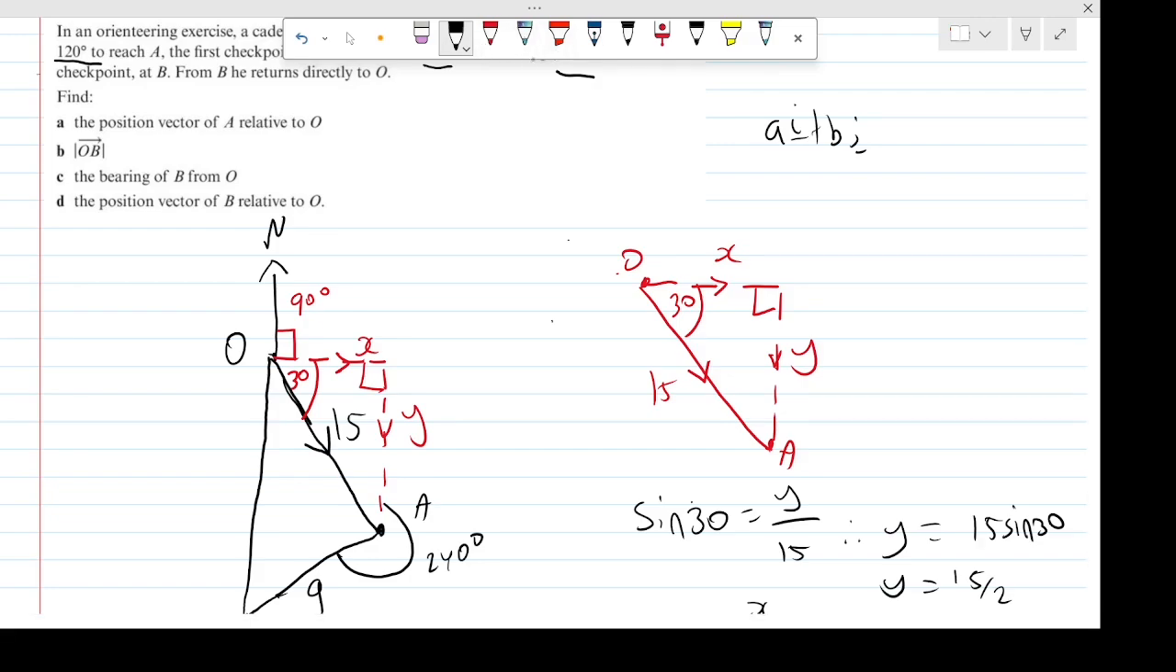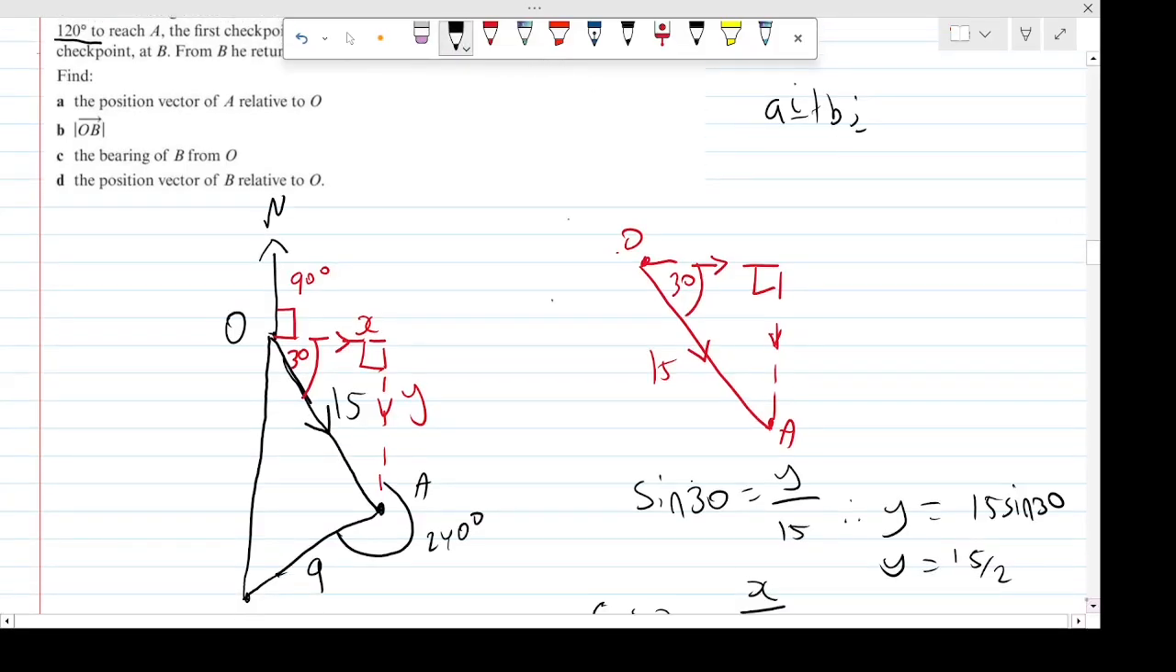If I then add this on, x was 15 root 3 over 2, and then the y part was 15 over 2. So then we can see the vector O to A, if we go along x and then down by y, the i part is 15 root 3 over 2.